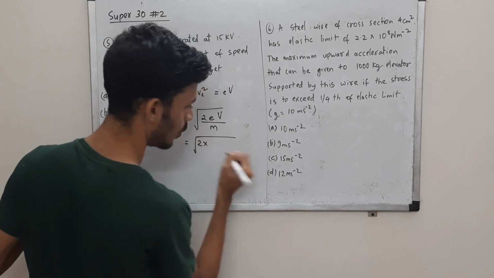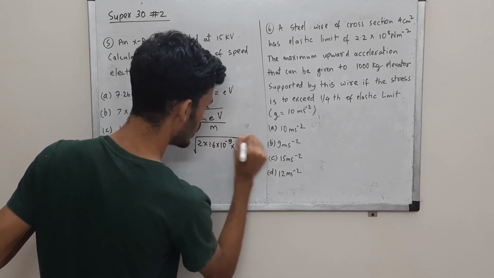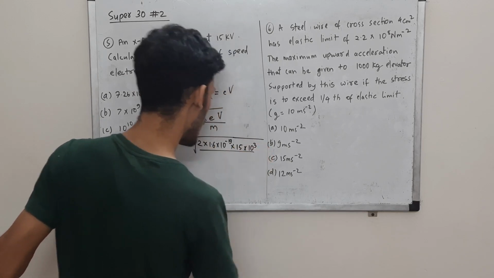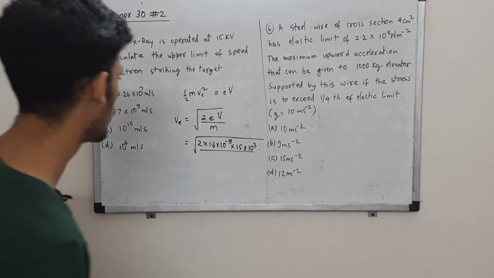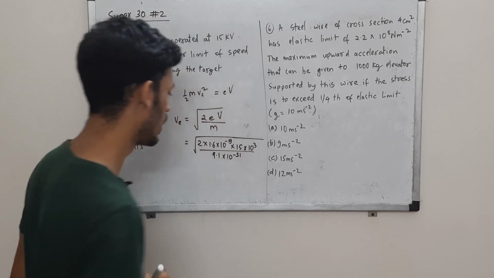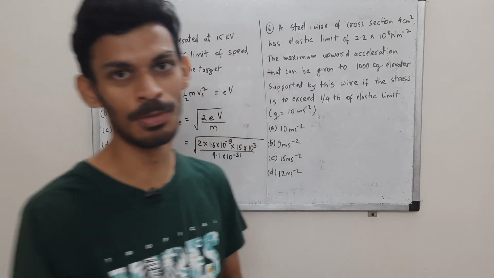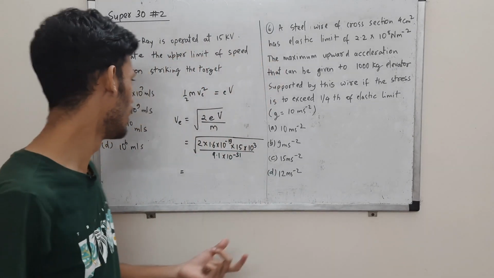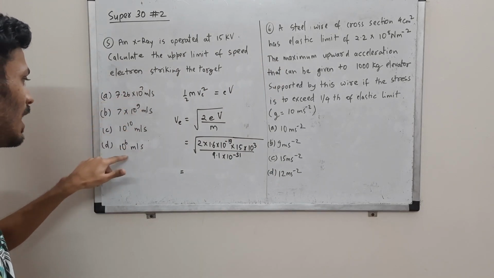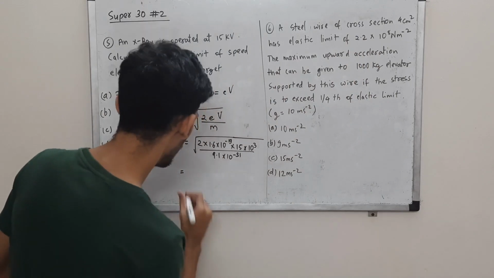So 2, of course you know 2. Then e is 1.6 into 10 to the power minus 19. V is the voltage, which is 15 kilovolts, 15 into 10 to the power 3 volts, and divided by mass of electron. Mass of electron is 9.1 into 10 to the power minus 31, right? So now let us solve this. Now you might say that this is calculative and you might just end up leaving the question. Don't do that. You can see the answers are very far away in their orders of magnitude, right? 10 to the power 7, 9, 10, 6. So you can do some approximations. So we'll exactly do that.